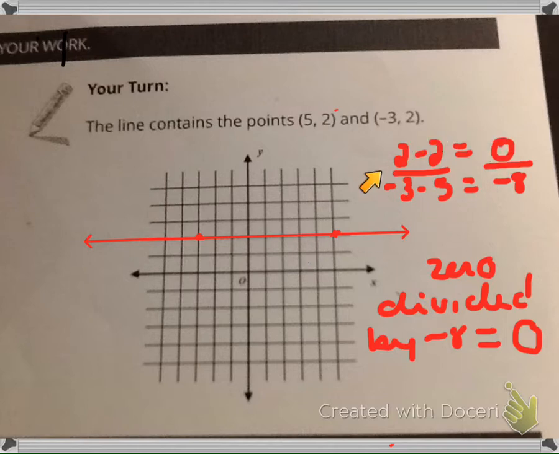And this is the work that you should have shown, because now that you know the slope formula, y2 minus y1 divided by x2 minus x1, they want you to use that on these papers.